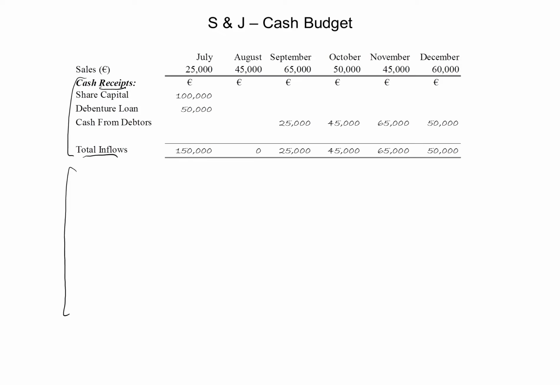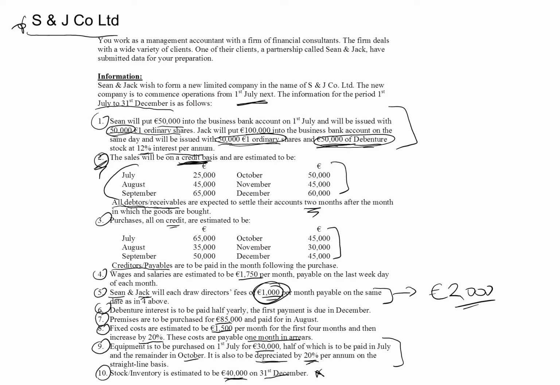Question, but if I just go back and have a look at a few key parts to identify my cash payments. Now note 1 or 2 we've dealt with. Note number 3, purchases. Note number 4, wages. Note number 5, Sean and Jack's director's fees. Note number 6, the debenture interest. Note number 7, we're going to buy premises. Note number 8, the fixed costs. Note number 9, buying the equipment. Note number 10 isn't a cash movement, and also the depreciation isn't a cash movement.